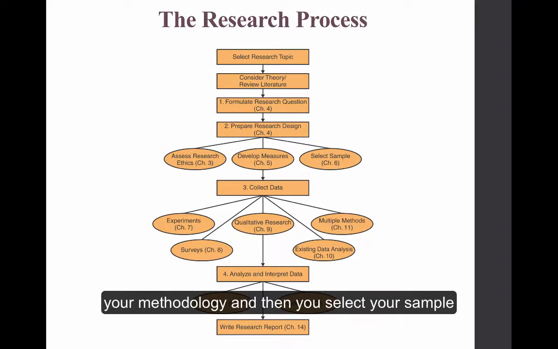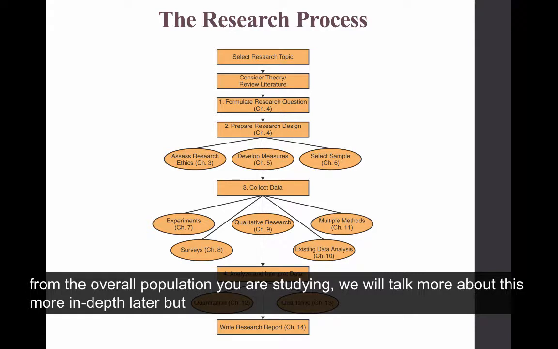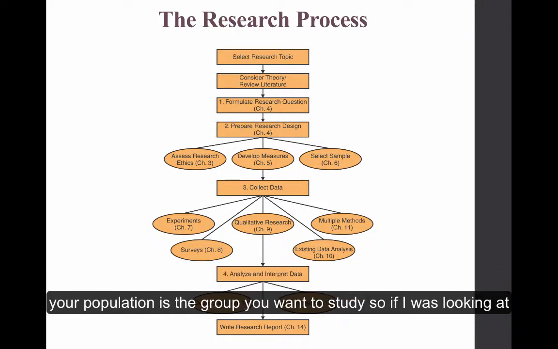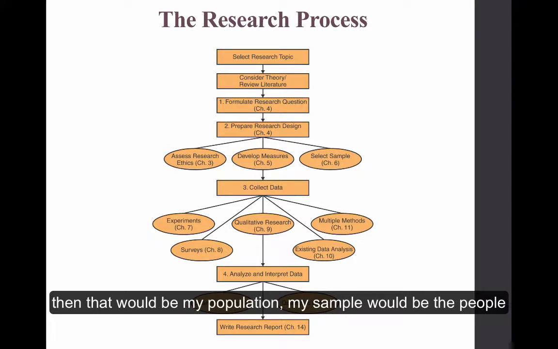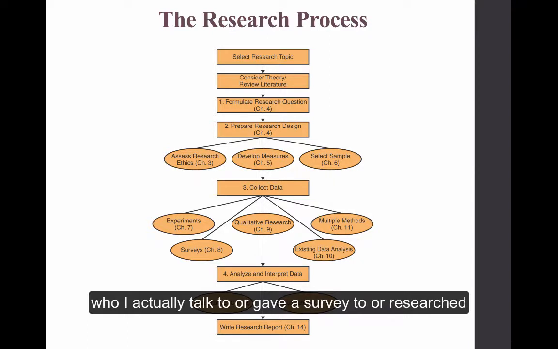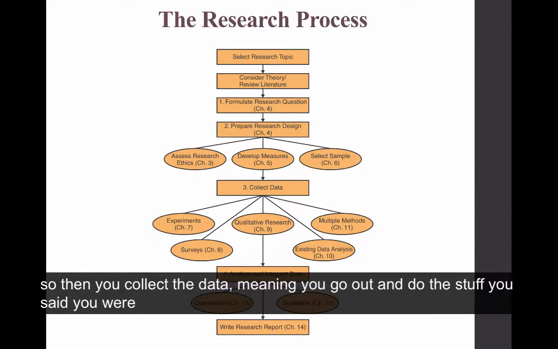And then you select your sample from the overall population you're studying. We'll talk about this more in depth later, but your population is the group you want to study. So if I was looking at Kelsey Fullerton transgender identifying students, then that would be my population. My sample would be the people I actually talked to or gave a survey to or researched, right?